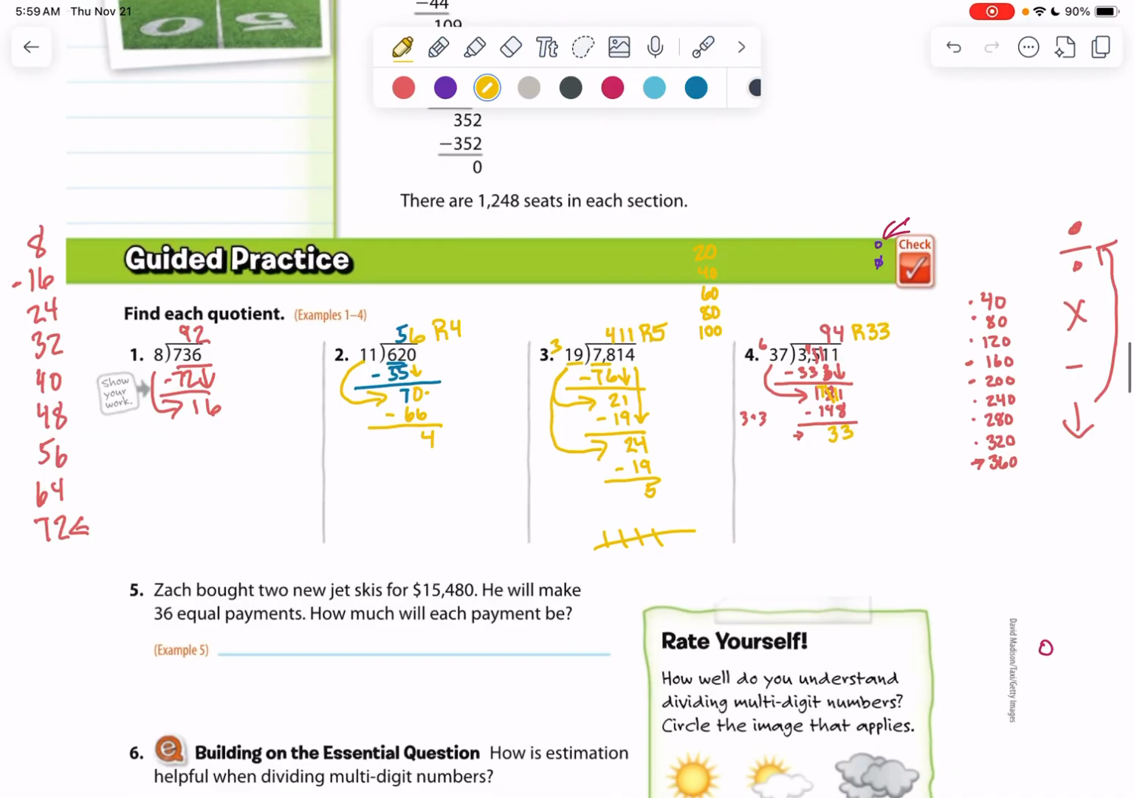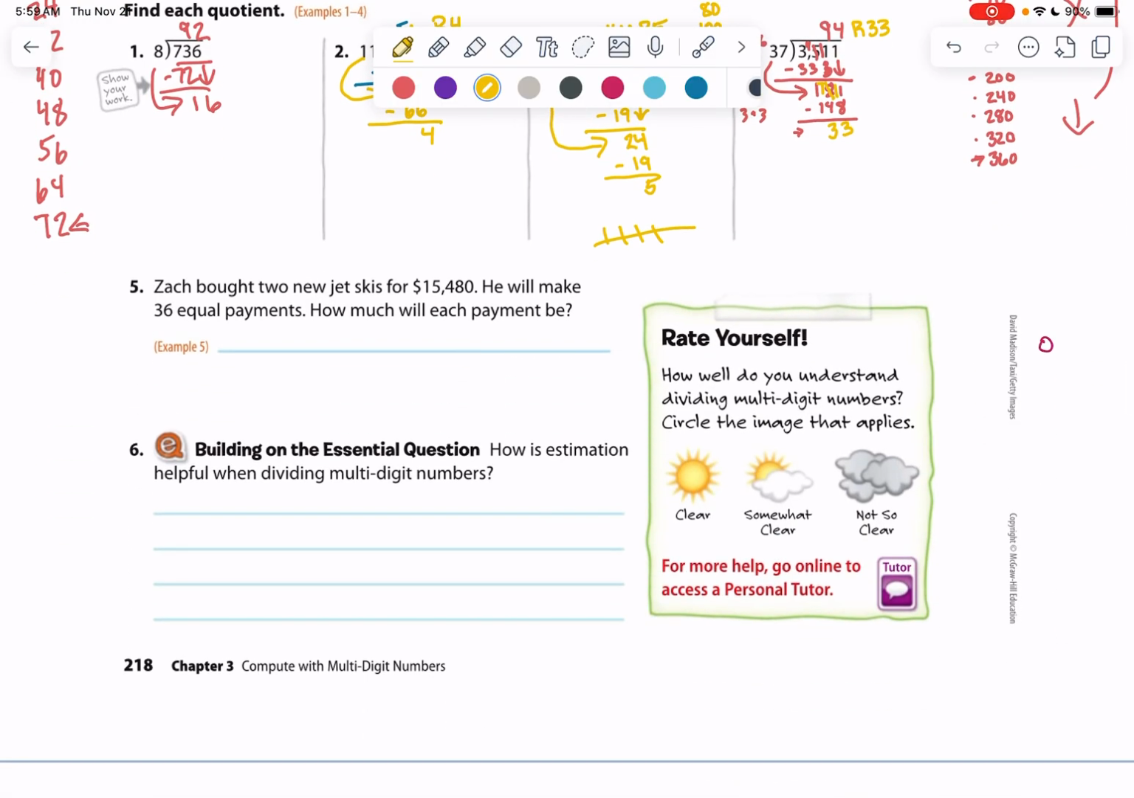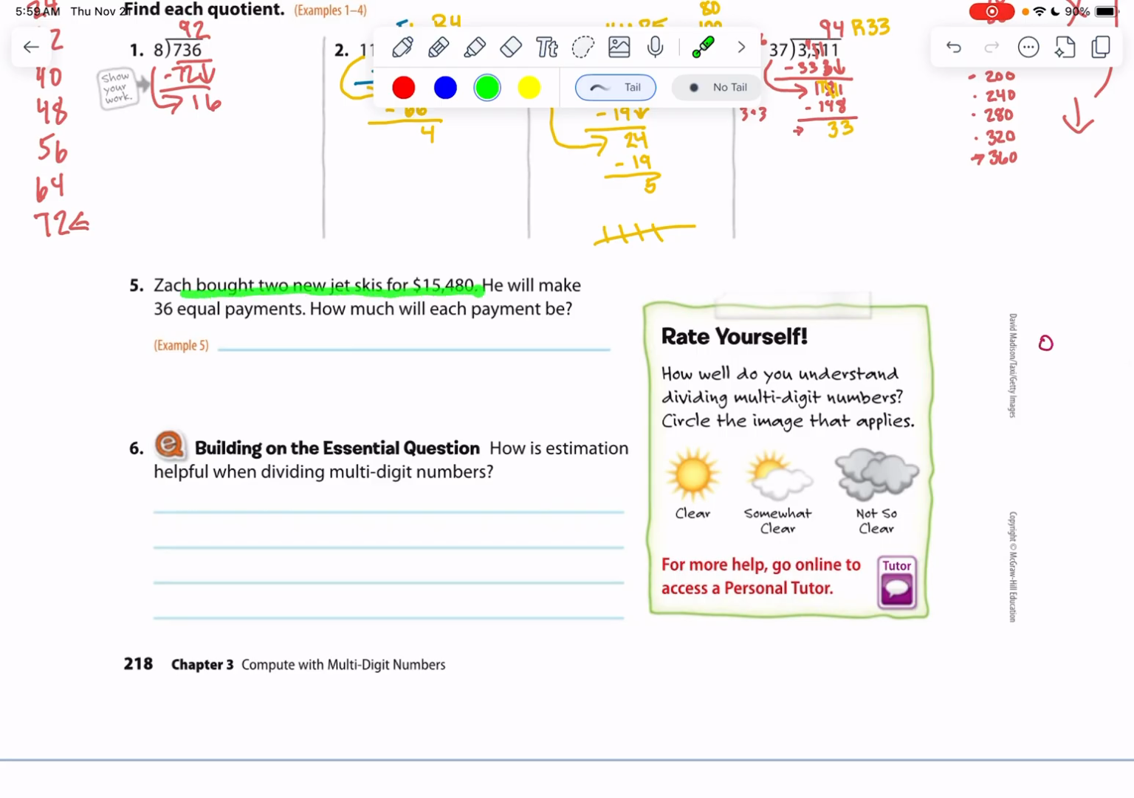Awesome. Conquering big numbers. No big deal. Ooh, let's look at this one. Jack bought 2 new jet skis for $15,480. He will make 36 equal payments. How much will each payment be? Oh, that's going to be fun. But boy, talk about pricey. Goodness. Wow, I'd have to save a lot of pennies to buy that.